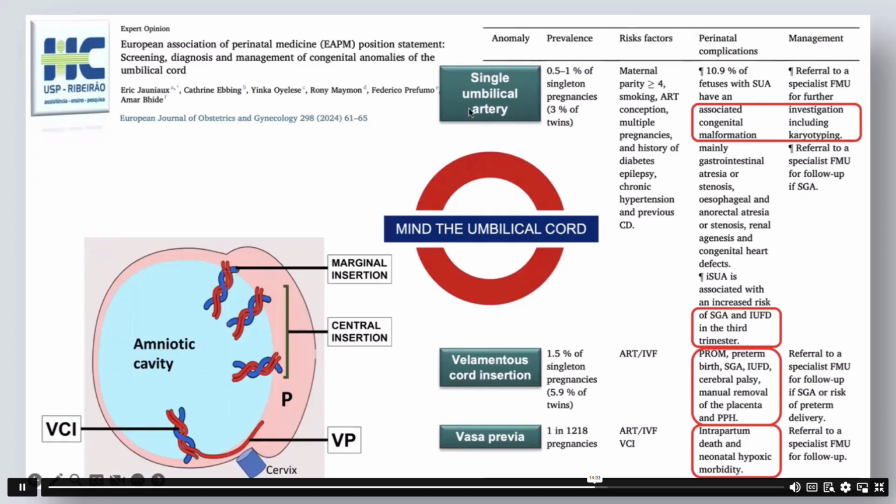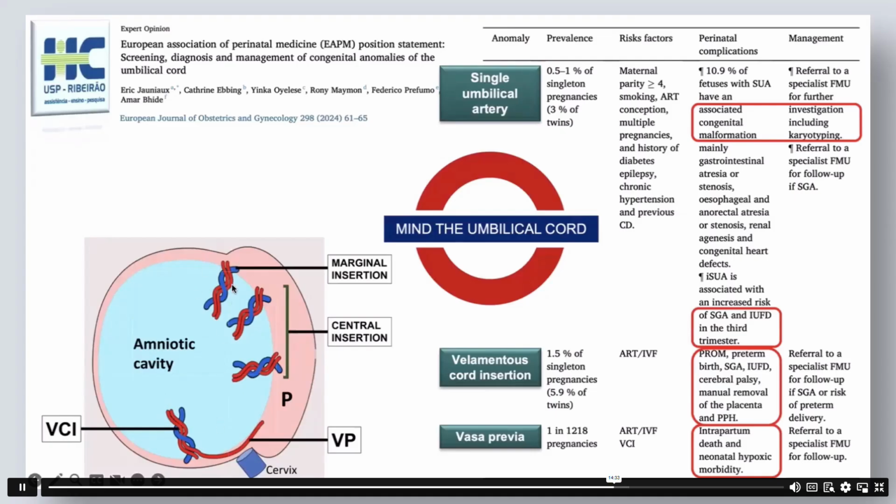Another thing that we might need to observe is the number of umbilical arteries, because single umbilical artery is really prevalent, 1% of singleton pregnancies and 3% of twins, and might be associated with other congenital malformations, fetal growth restriction, and intrauterine fetal demise. So this might be better investigated in fetal medicine unit centers if detected.